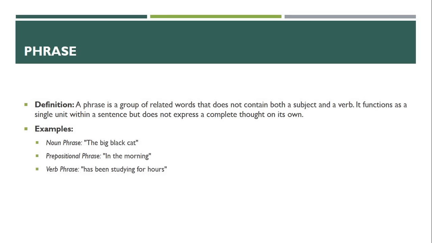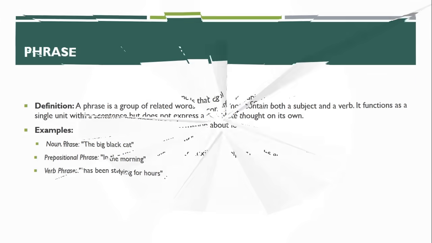Now we have some examples of phrases. Examples of phrases include noun phrase, prepositional phrase, and verb phrase. First of all, we have the noun phrase. For noun phrase, we have the example: the big black cat. Next, we have the prepositional phrase. We have the example: in the morning. This is the example of a prepositional phrase. After that, we have the verb phrase: has been studying for hours. This is the example of a verb phrase.